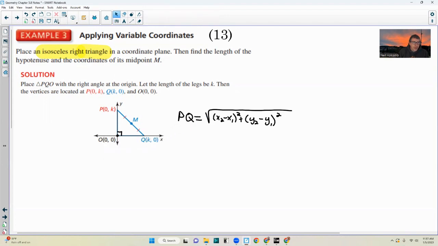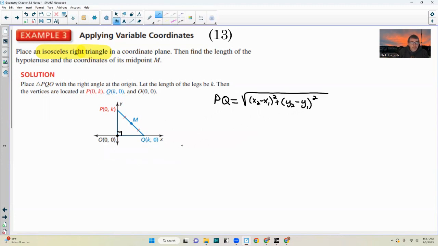Okay, let me just move this over here so I have more room to write. So now we're going to substitute in our givens. So PQ is going to equal, well, I always like working left to right. So x1 is 0, x2 is k. So if I write this, it's going to be the square root of (k minus 0) squared plus (0 minus k) squared.